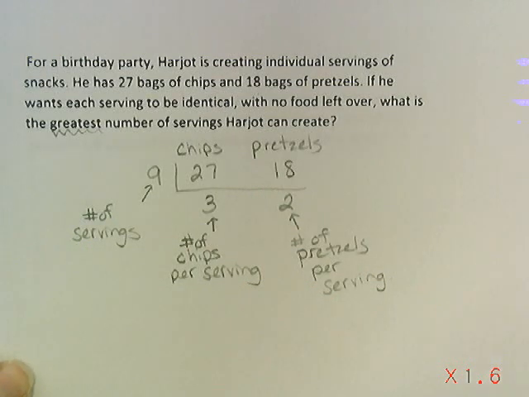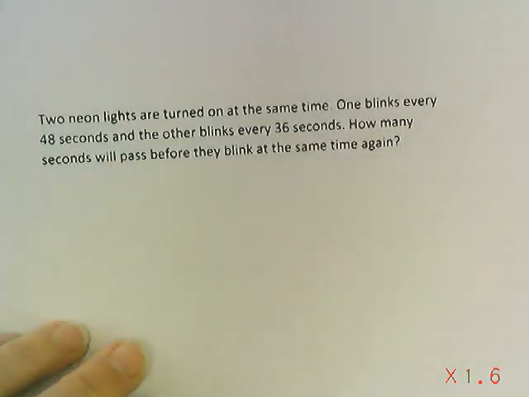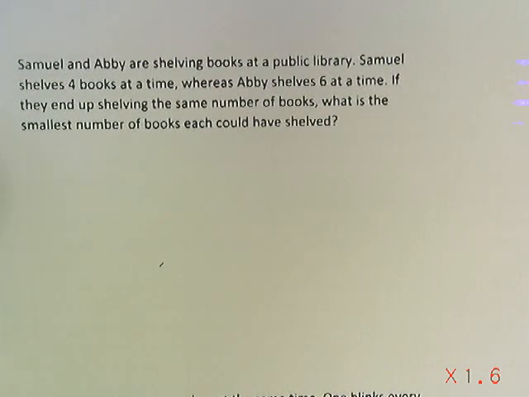All right, I have 2 more questions here. Let's take a look at them. Samuel and Abby are shelving books at a public library. Samuel shelves 4 books at a time, whereas Abby shelves 6 books at a time. If they end up shelving the same number of books, what is the smallest number of books each could have shelved?